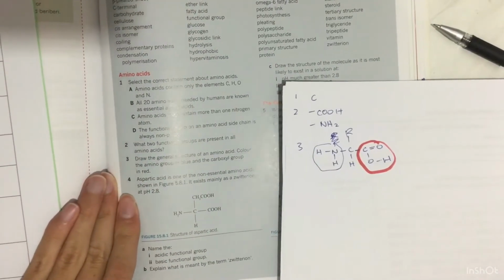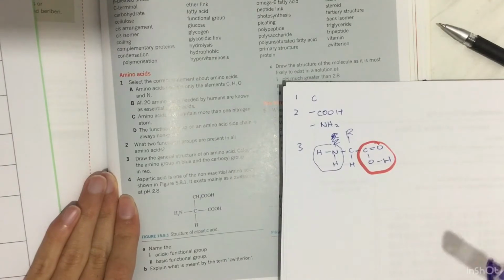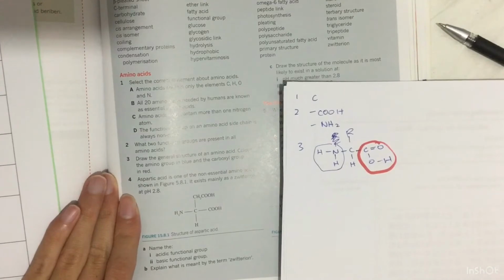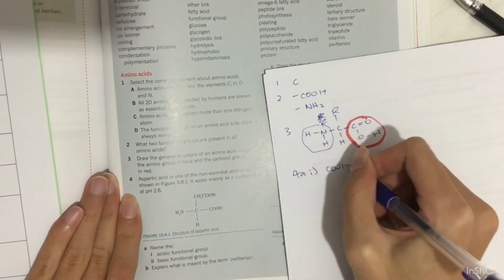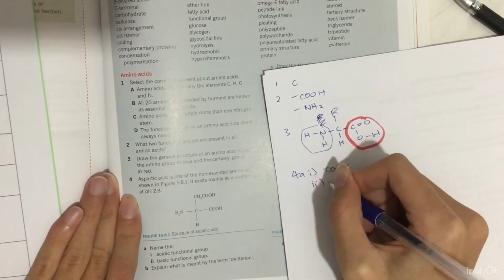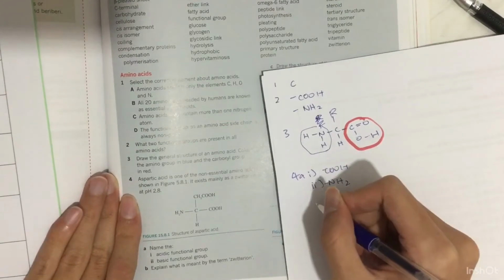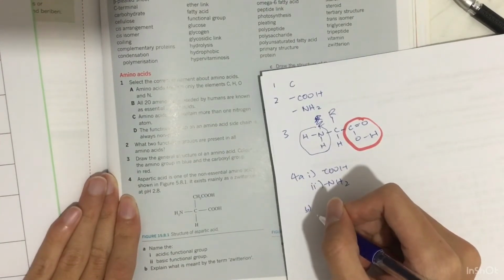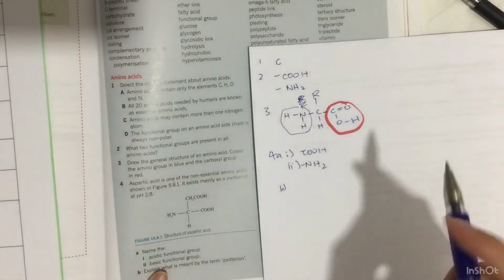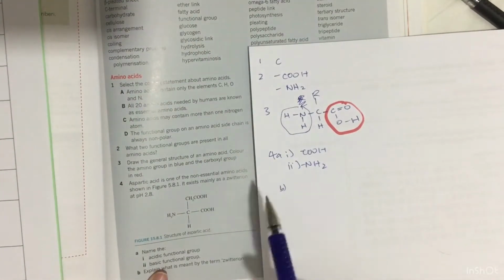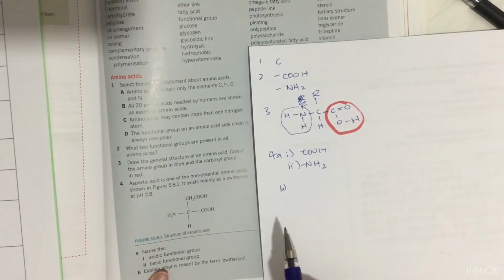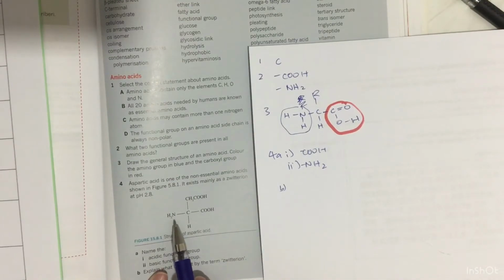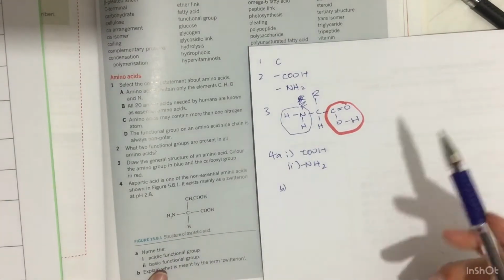Aspartic acid is one of the non-essential amino acids shown in figure 5.8.1. It exists mainly as a zwitterion at pH 2.8. Name the acidic functional group: COOH. Name the basic functional group: NH2. What is meant by the term zwitterion? A zwitterion is a molecule that has the same amount of positive and negatively charged groups. So you have one positively charged group and one negatively charged group. It's equal.